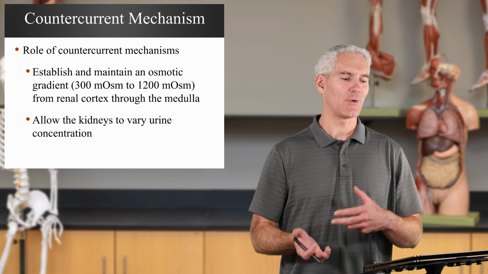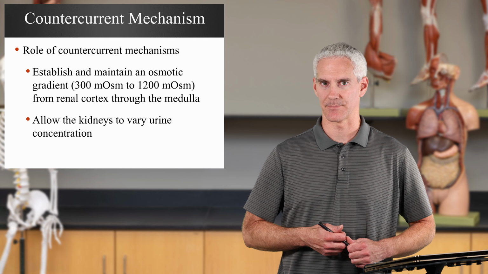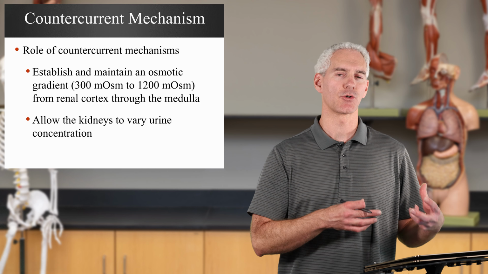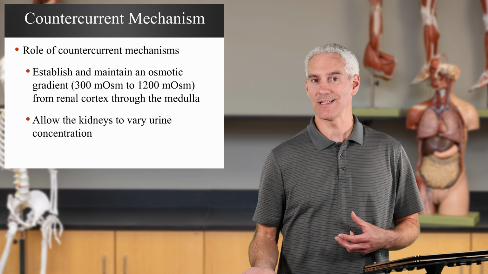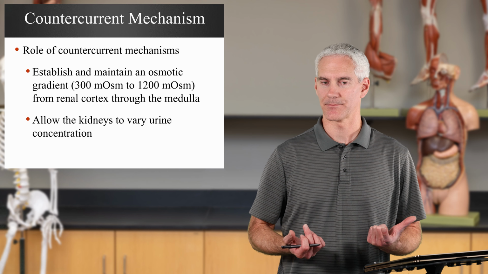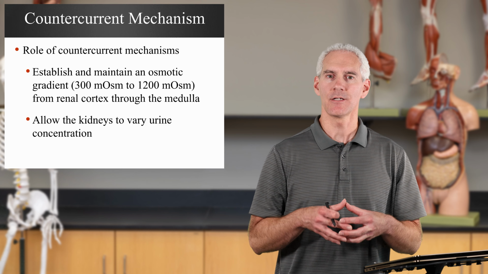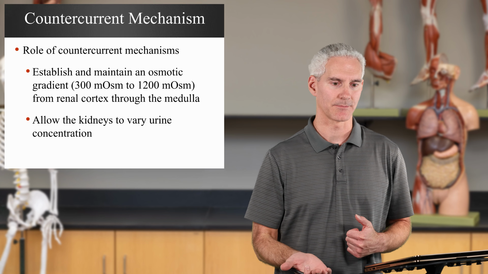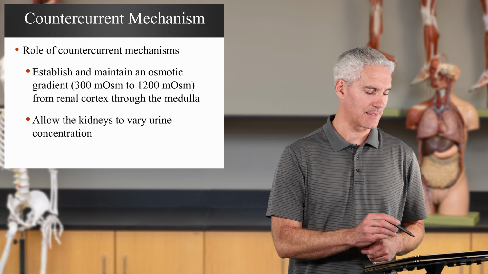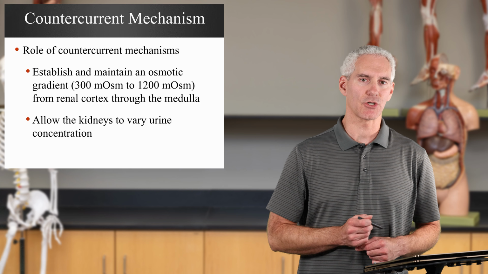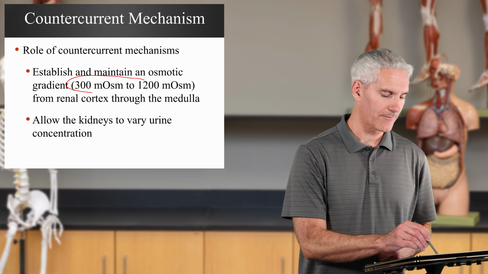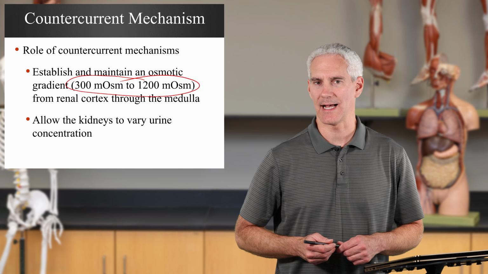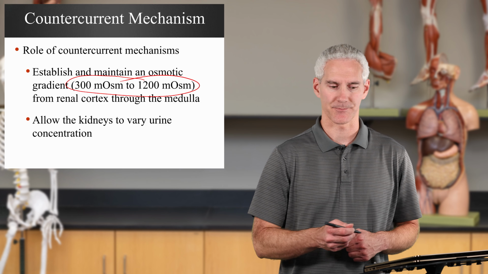This is what's referred to as the countercurrent mechanism. The countercurrent mechanism sets up this gradient via the loop of Henle as well as the vasa recta. They work together to create this osmotic gradient the deeper you go in the medulla. What ends up happening is the kidneys can vary the urine concentration anywhere from 300 milliosmoles all the way up to 1,200 milliosmoles as necessary.